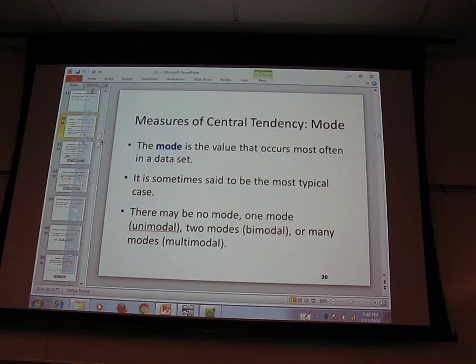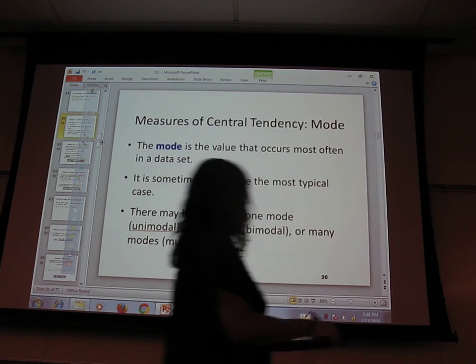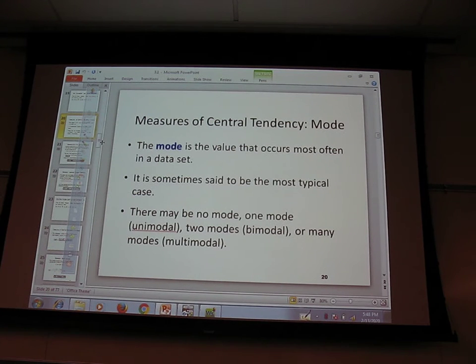Read the next one. The mode is the value that occurs most often in a data set, and sometimes that is the most typical case. There may be no mode, 1 mode, 2 modes, or many modes. Good. Keep going. Well, unimodal is 1 mode. Bimodal is 2 modes, or multimodal would be many modes. And mode is the one that occurs the most. So that's kind of another way that people remember that.